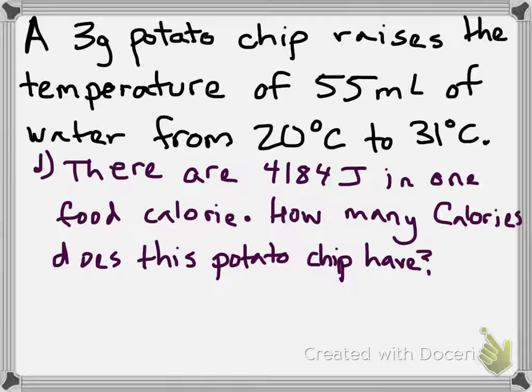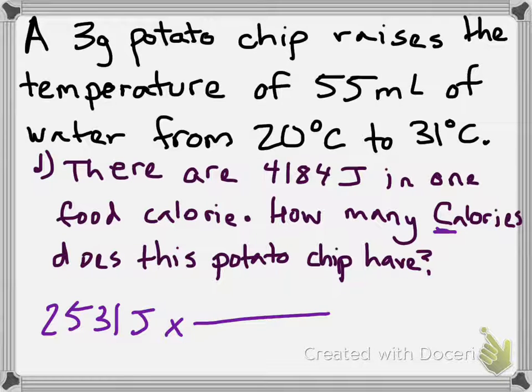So there are 4,184 joules in 1 food calorie. So how many calories, and notice the C is capitalized, that means a food calorie, does this potato chip have? So in this whole potato chip, we had 2,531 joules. So we are going to convert this into calories.